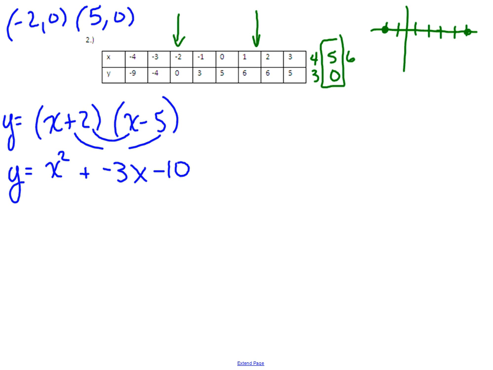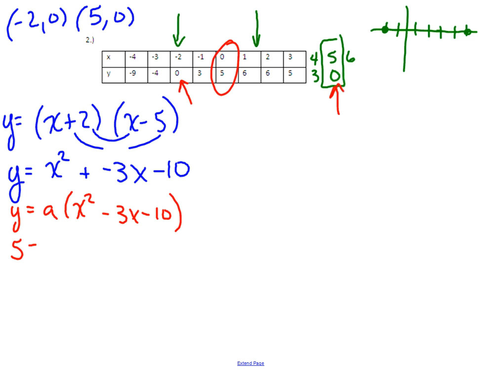Now we just need the specific parabola that fits through there. So let's put an a in front of there, just like before. And then plug in a point. Now again, this point I think is going to be the easiest, but any of the points in the chart will work, except don't use the 5, 0 and the negative 2, 0. But use any of the other points and plug them in. I'm going to use 0, 5. So 5 equals a times, now 0 squared is 0. Negative 3 times 0 is 0. So I'm just going to end up with a negative 10 here.